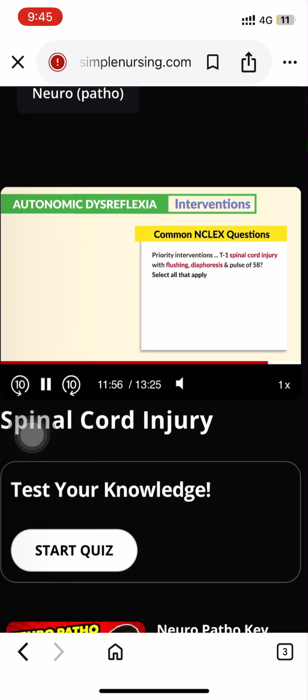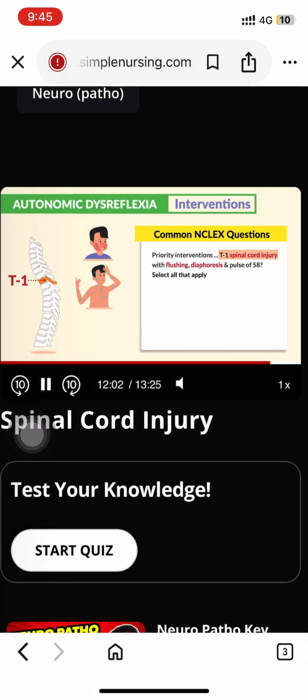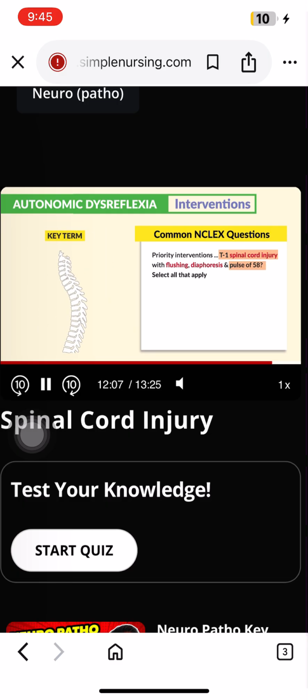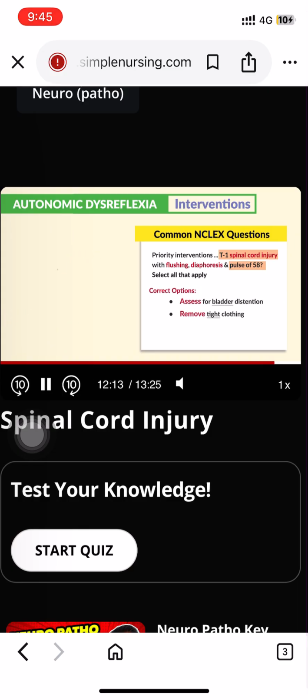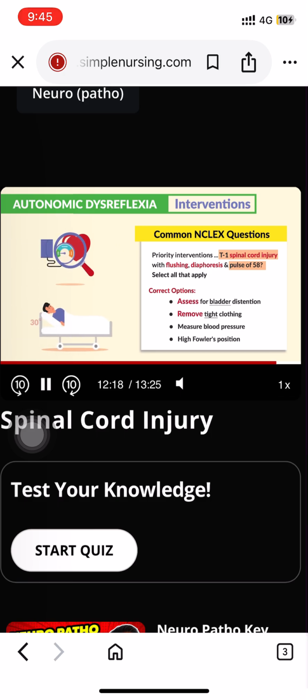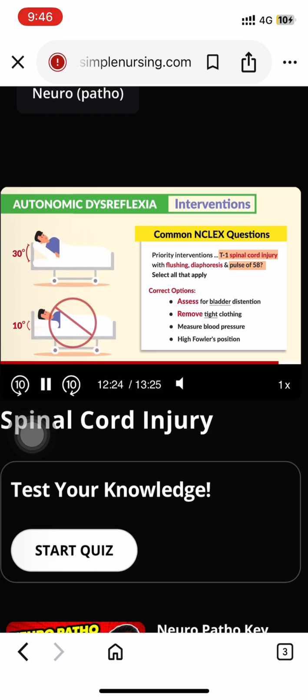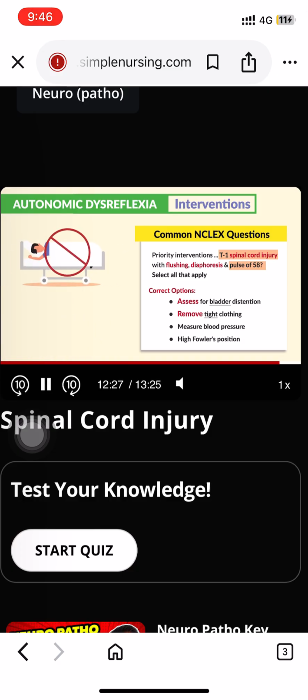And another NCLEX question said priority interventions for a T1 spinal cord injury with flushing, diaphoresis, and a pulse of 58. Select all that apply. So remember, the key term here is the spinal cord injury above that T6. So the correct options were assessing for bladder distension, removing tight clothing, measuring the blood pressure, and a high Fowler's position. So raising that head of the bed. Remember, do not lower the head of the bed. And not on left lateral position, and definitely not Trendelenburg position here. That would put way too much blood flow to the brain with an already high blood pressure.